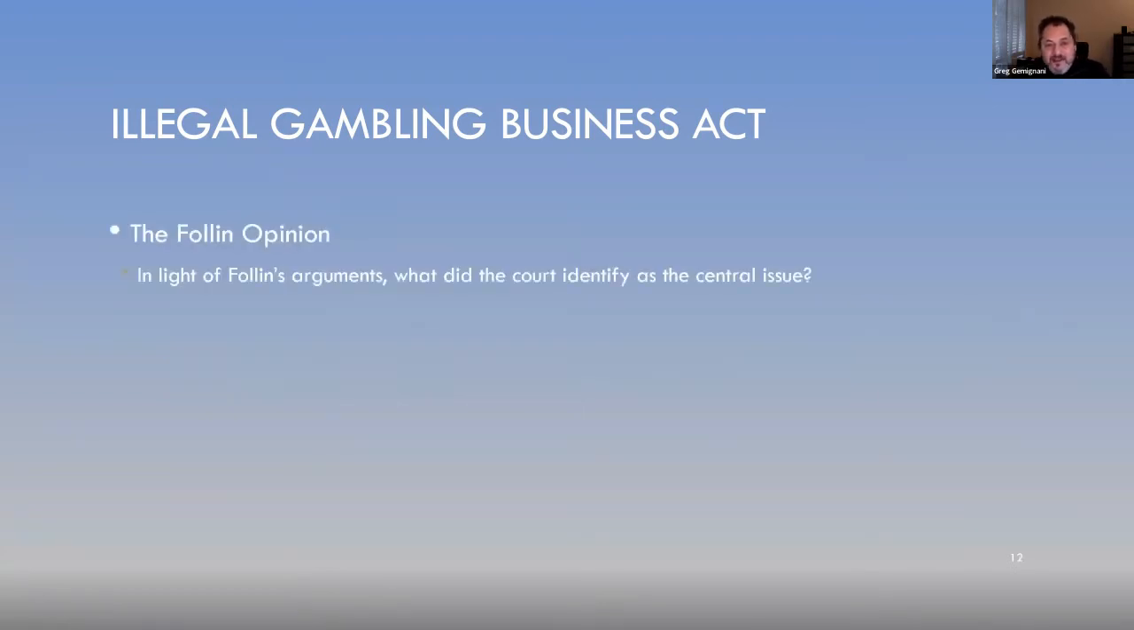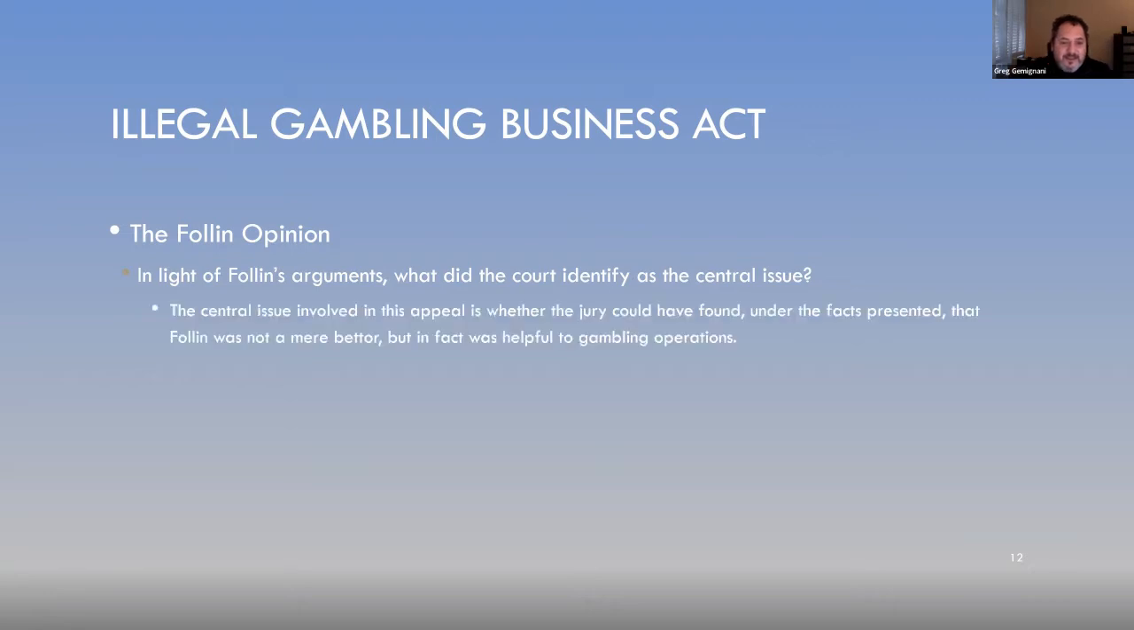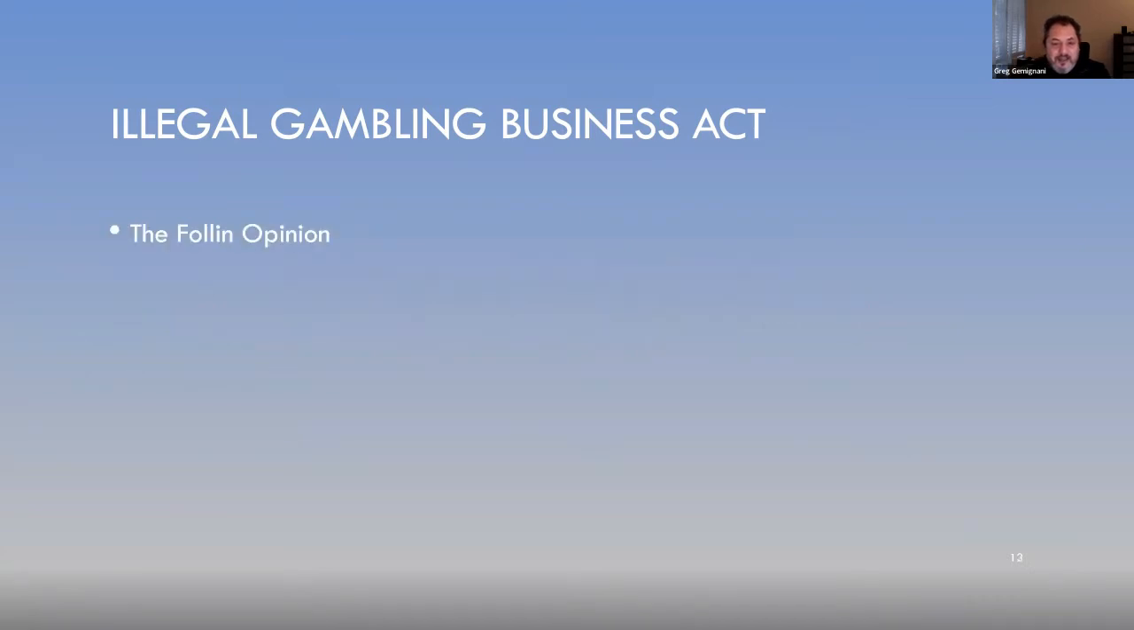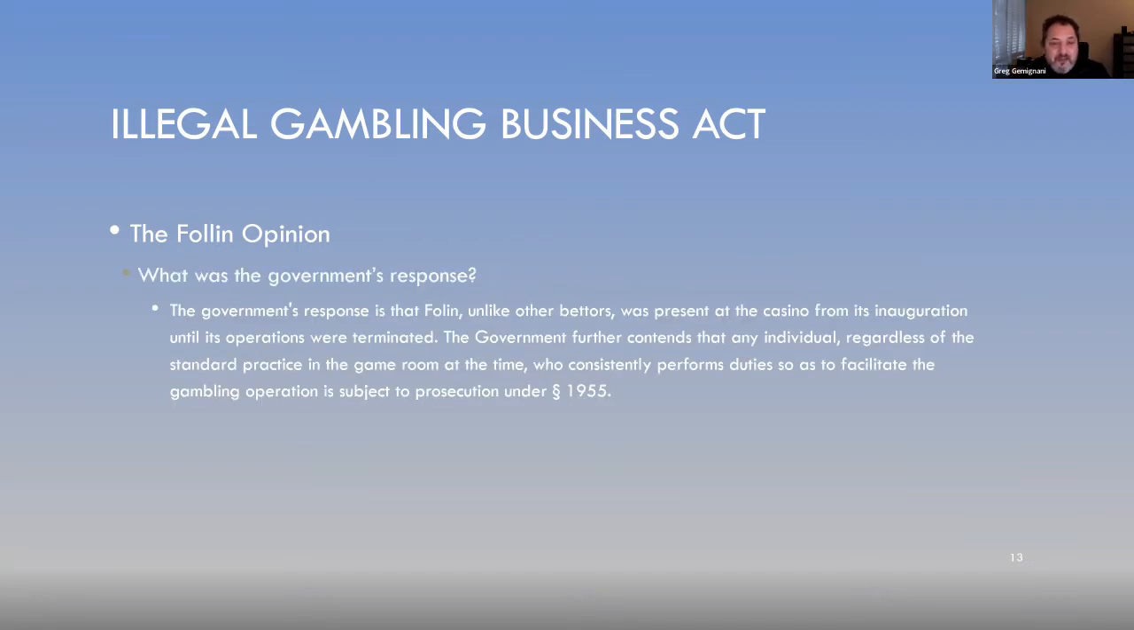So what did the court identify as the central issue? For the court on appeal, the central issue is whether the jury could have found under the facts that she was not a mere bettor, but was in fact helpful to the gambling operation. And for that, the court believes there was enough there to show that she was helpful, she was conducting, and therefore her conviction stands.